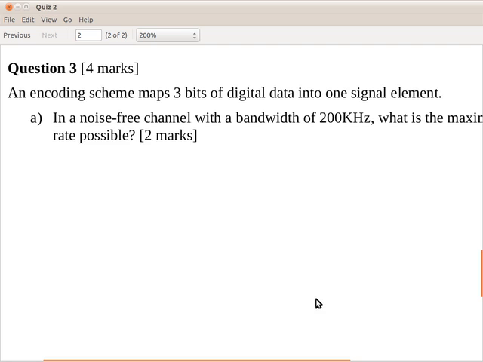Anyone have an answer? What's our data rate in bits per second? 1.2 megabits per second, that's correct. Keep trying. Try and solve it yourself.